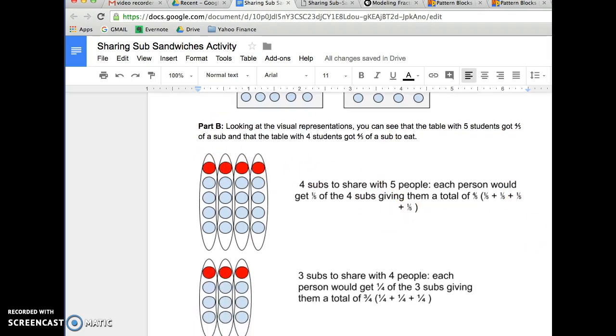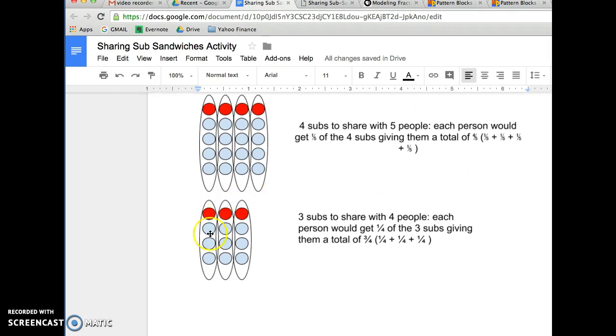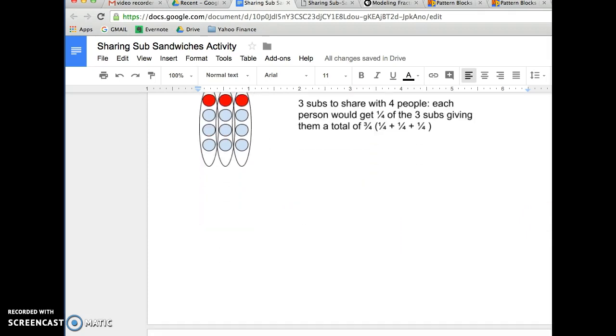For the table that had 4 students, they would get 3 subs. We would take each sub and split them into fourths, and they would get 1/4 of each of the 3 subs, giving them 3/4 of a sub. That's using the set model.